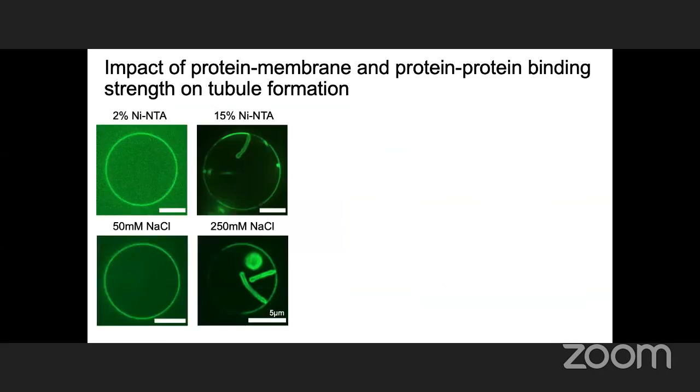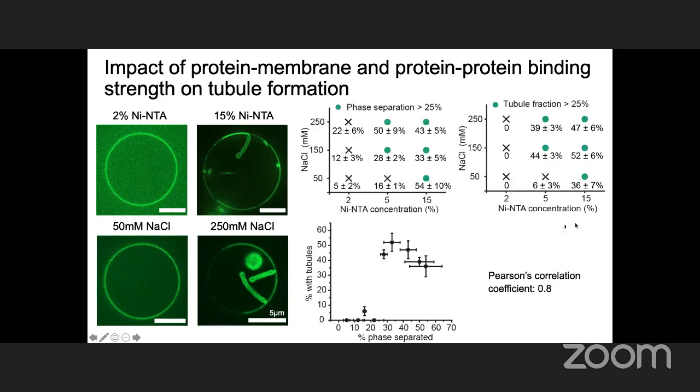Next, we varied the protein-membrane and protein-protein interactions, which also influence LLPS on membrane. We did that by varying the nickel-NTA fraction and salt concentration. We took images under different conditions and calculated the phase separation event fraction and GUV tubulation fractions under each condition. The results demonstrate that the formation of protein-lined lipid tubules is strongly correlated with phase separation of FUS LC on the membrane surface.